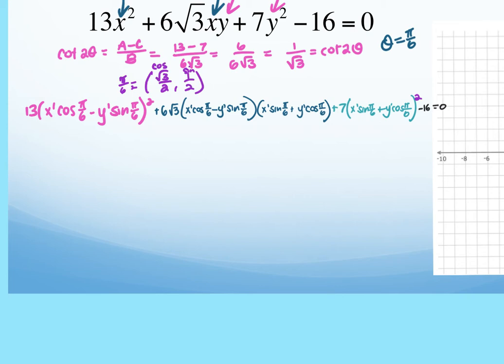So 13 times cosine pi over 6 is root 3 over 2 x. Again, we're dropping the primes for now, but we have to bring them back again later. Minus 1 half y in parentheses squared. It's not that bad, right?